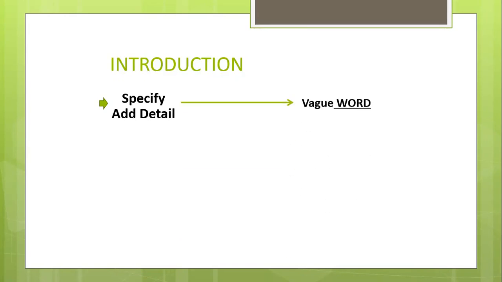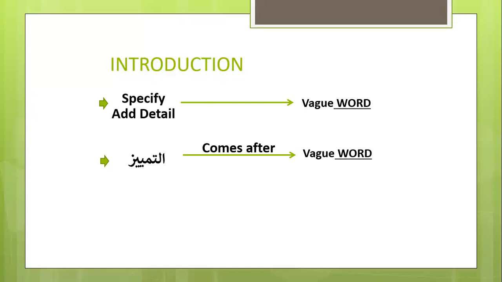Now, let's see what tamyiz exactly is. It specifies, that means it adds details. So something is vague and it adds details. It can be a word, it can be a fi'l. So something which is vague, you add a specifier, a tamyiz to that to add details. A tamiz is a vague word, and also tamiz comes after that vague word. Whatever it can be, an ism, it can be a fi'l. So tamiz comes after it.